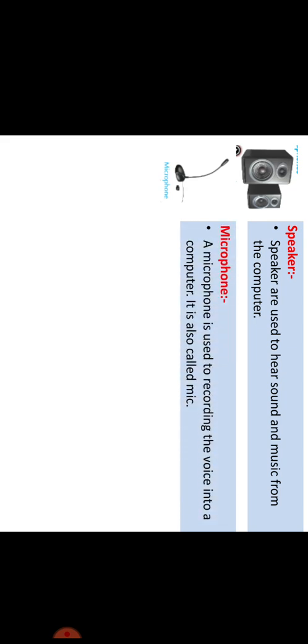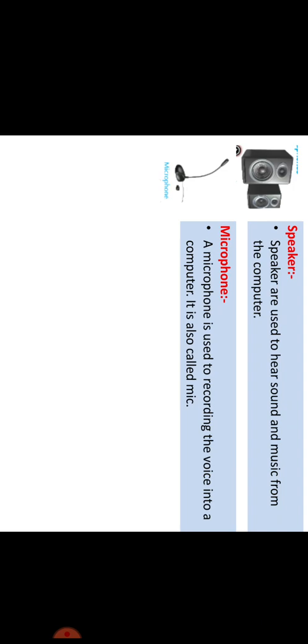Speakers, have you seen the speakers? Very good. For what purpose can we use the speaker? Yes, speakers are used to hear sound, music, and songs from the computer. Correct? Now next is the microphone.